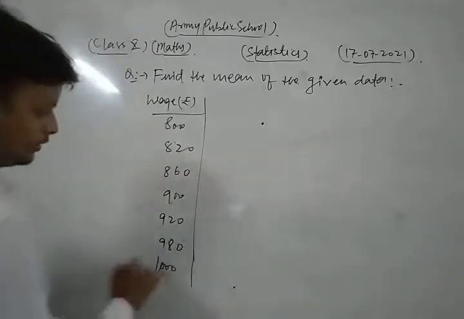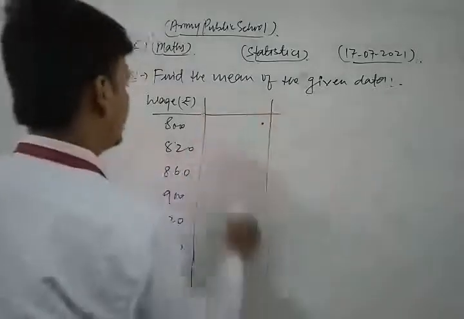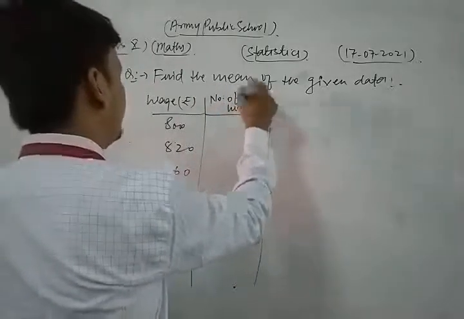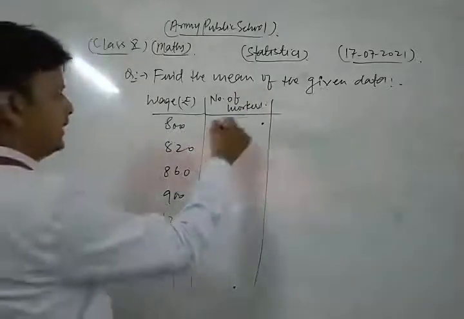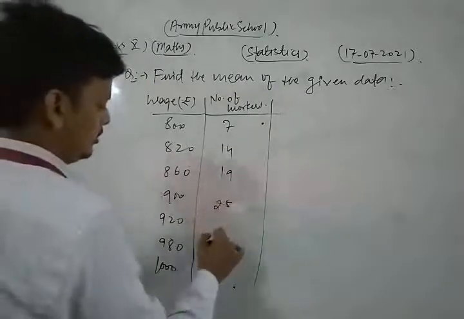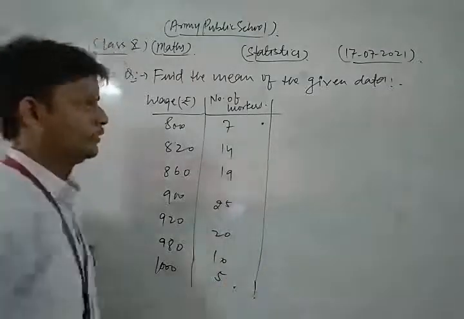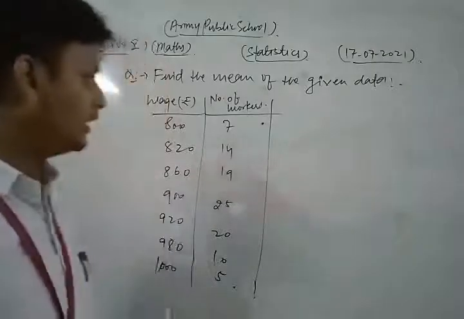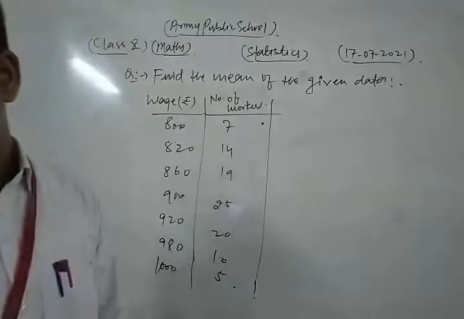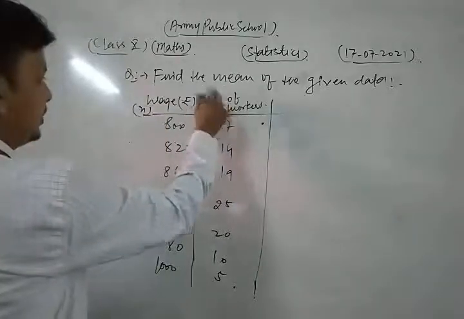and the last one, 1000. This is the wage in rupees, and next is the number of workers, meaning the corresponding frequencies: 7, 14, 19, 25, 20, 10, 5. This is the question, and we calculate the mean of the given data with the help of the assumed mean method or shortcut method. Here x is the variable, and this is the number of workers, meaning its corresponding frequencies.